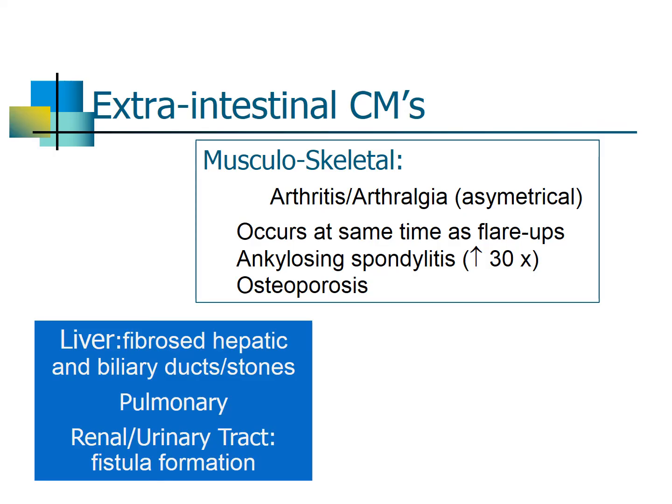Next slide. All right, so extra-intestinal manifestations. So not just the GI system is involved, other systems are involved, right? It can affect the musculoskeletal system to the point where they have osteoporosis, liver issues, stones, pulmonary, renal, urinary tract, fistula formation. So it affects other systems.